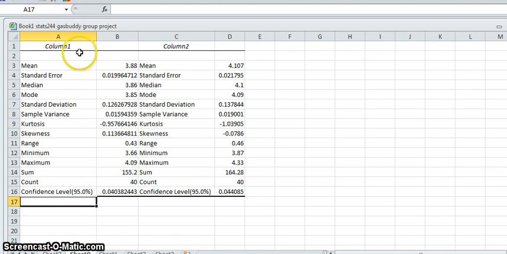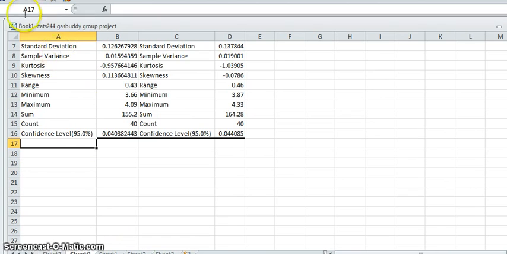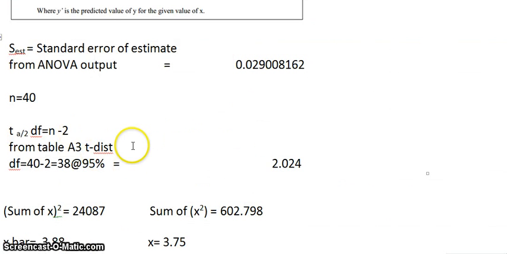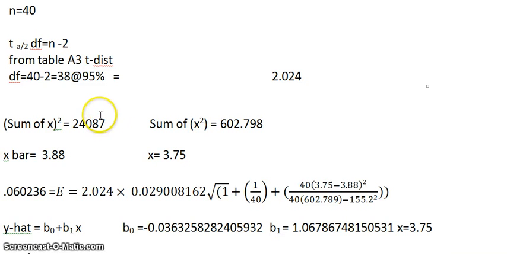Here we have our x values in column 1. You can find the mean here, which is x bar, and then you can also find the sum of x's, which we will need later. The sum of x's squared is 24,087. The sum of x squared is 602.798. X bar was 3.88, and x for this I've chosen 3.75 as a regular gas price.